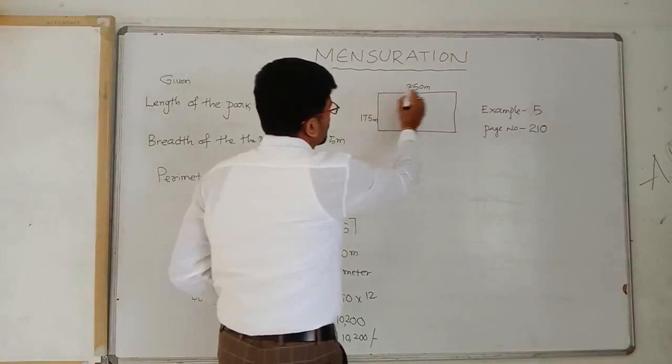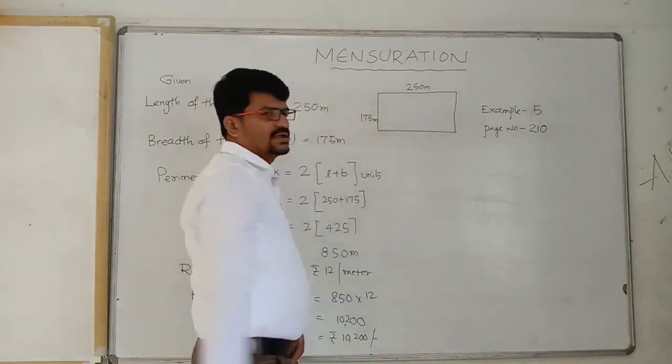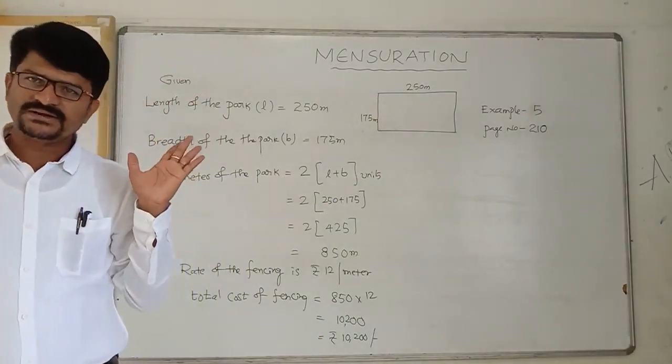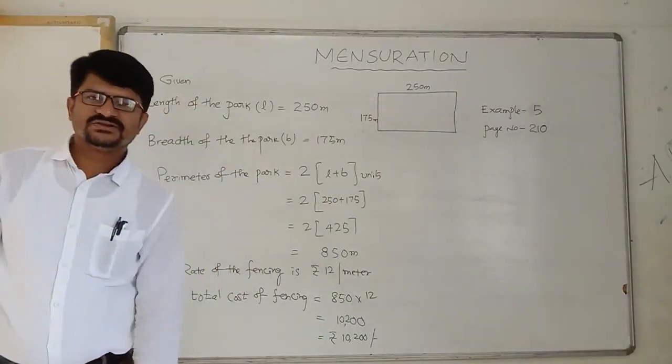Fencing means something around or inside the border, maybe with iron, or it may be a wall or something else. Clear, children? Now write this solution. Okay.